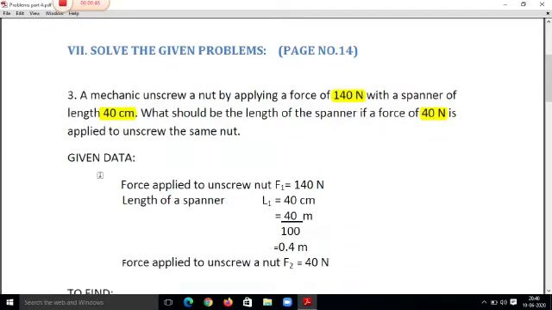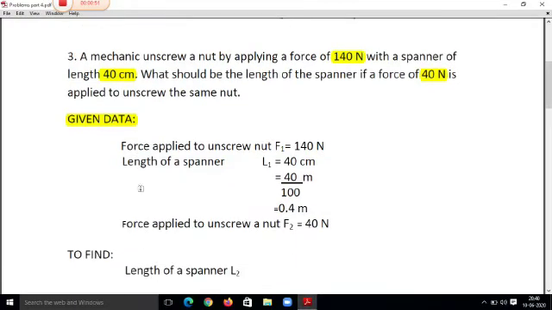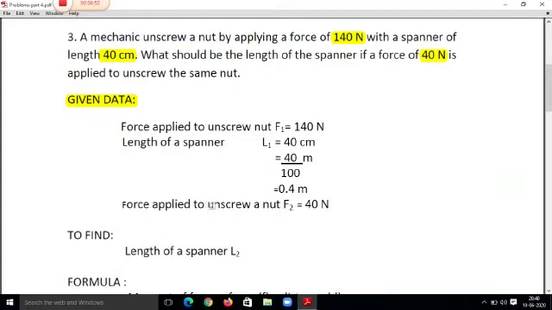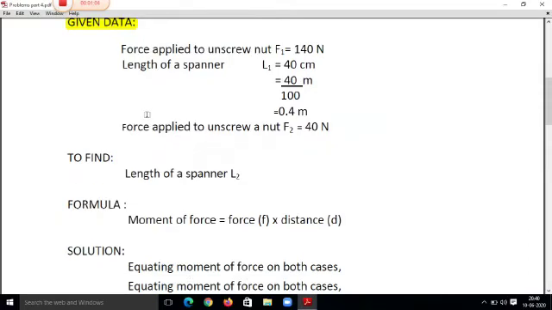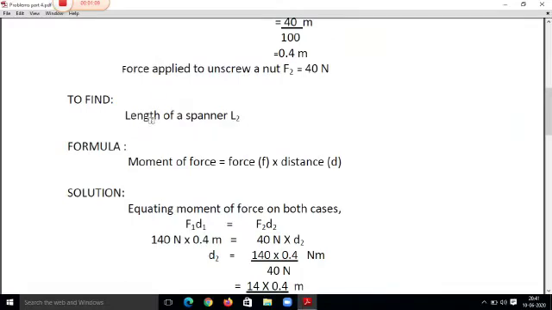Given data, force applied to unscrew the nut F1 is equal to 140 Newton. Length of the spanner L1 is equal to 40 centimeter, which is equal to 40 by 100 meter. That is, we have to convert the centimeter into meter. It is equal to 0.4 meter. Force applied to unscrew the nut F2 is equal to 40 Newton. To find the length of the spanner L2. Formula: moment of force is equal to force into distance.